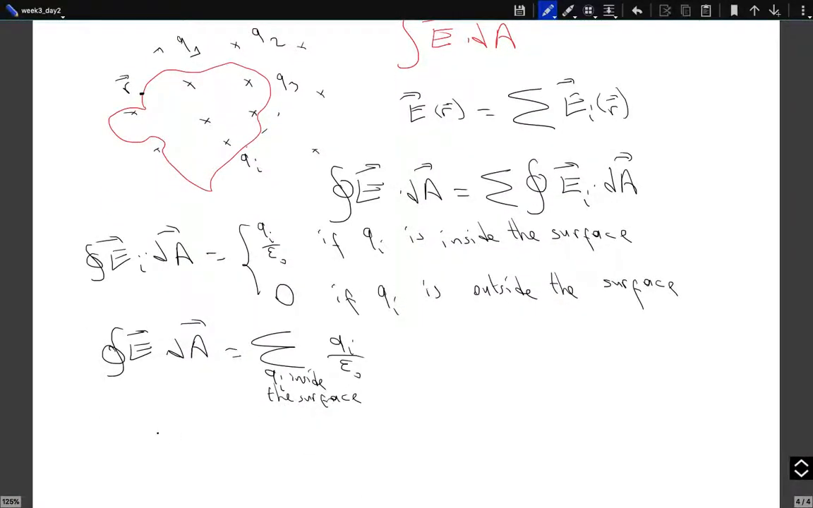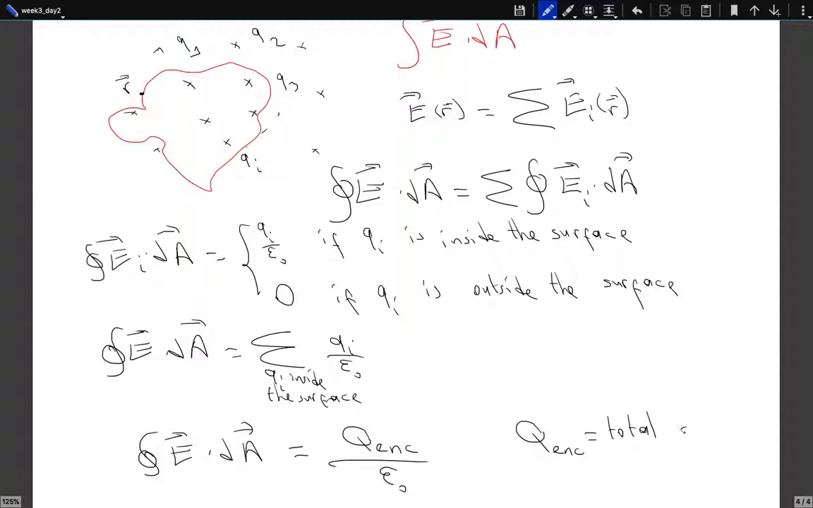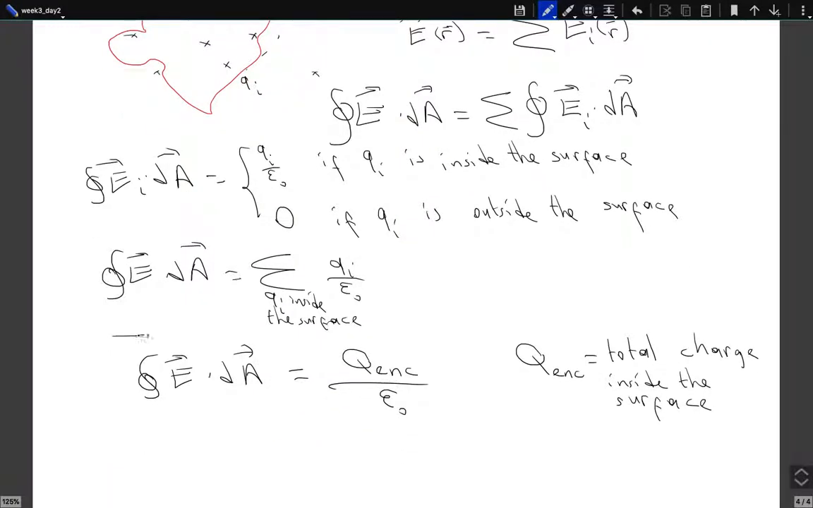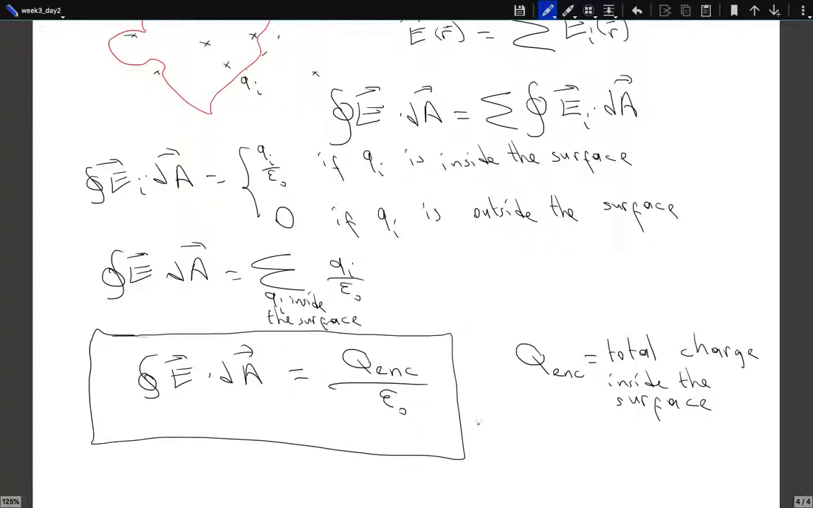So this E dot dA integral, for an arbitrary charge distribution and arbitrary shape, is always equal to the Q enclosed divided by epsilon 0. This is what is called Gauss's law.